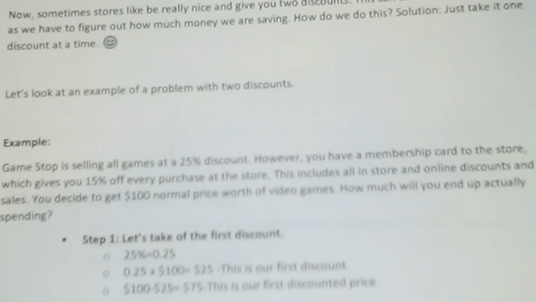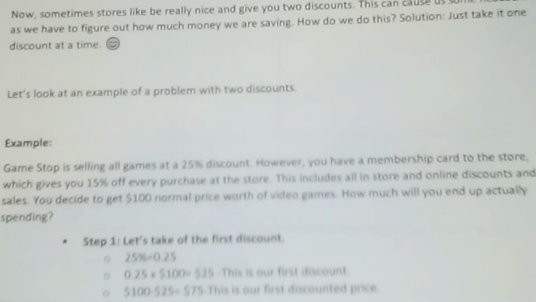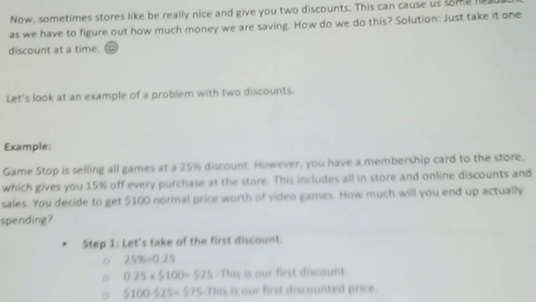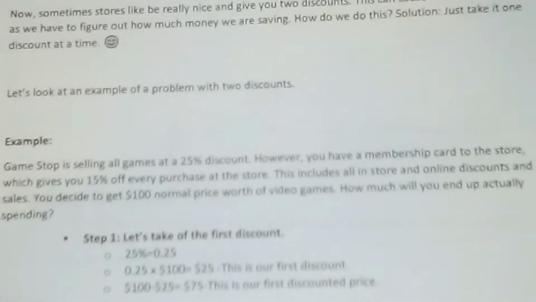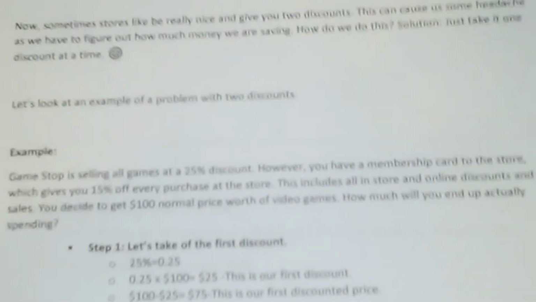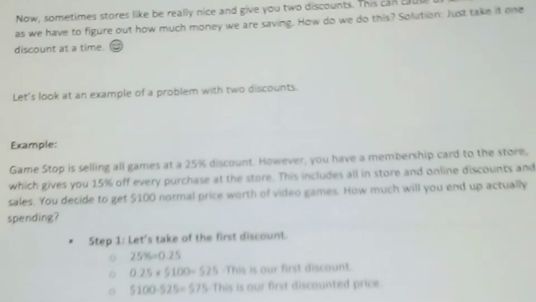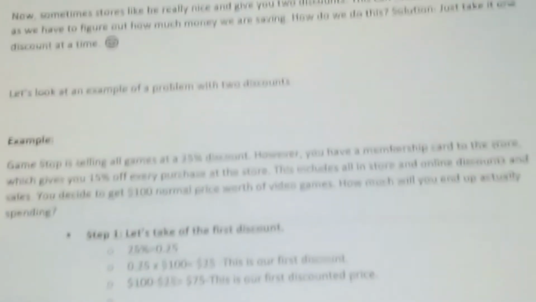So sometimes stores will be really nice and give you 2 discounts. This can cause us some headache as we have to figure out how much money we are saving. So how do we do this? The easiest solution is we're just going to take 1 discount at a time. So let's look at an example of this.